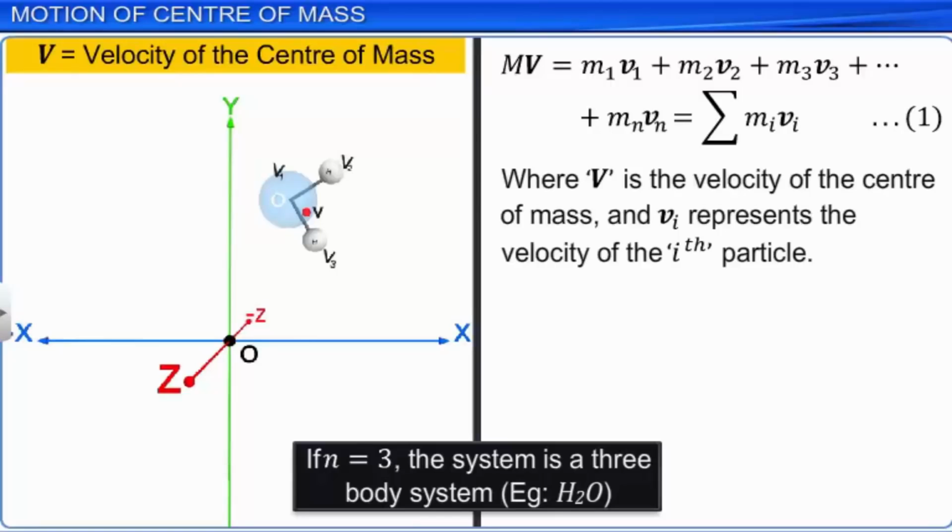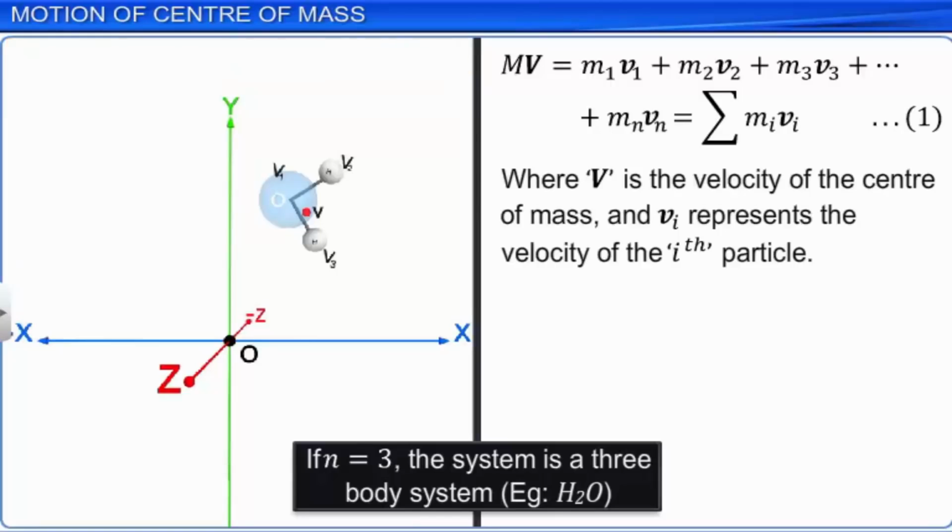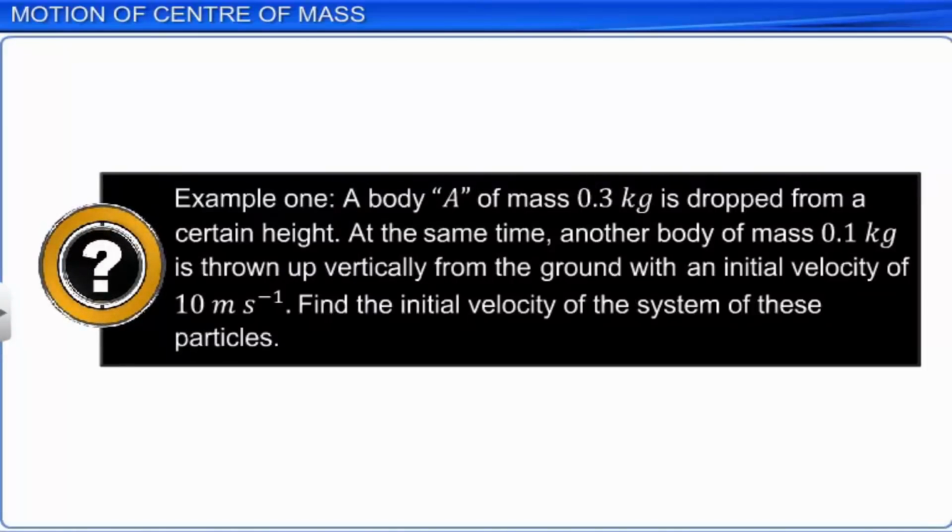Let us discuss with an example. Consider a body A of mass 0.3 kilogram is dropped from a certain height. At the same time, another body of mass 0.1 kilogram is thrown up vertically from the ground with an initial velocity of 10 meters per second. Find the initial velocity of the center of mass of the system of these particles.